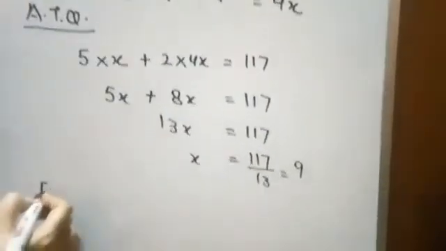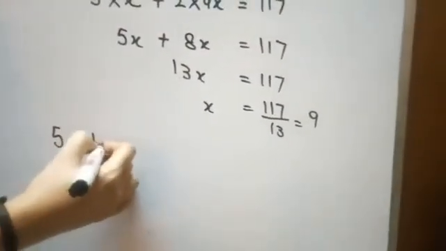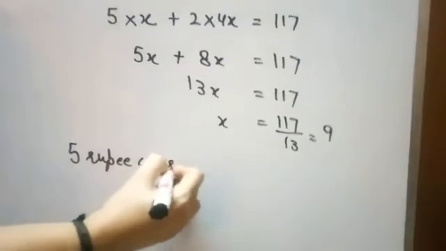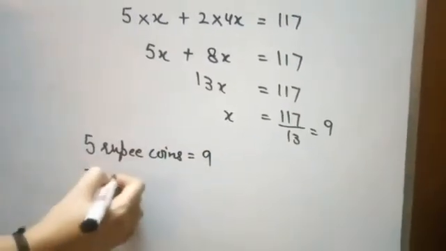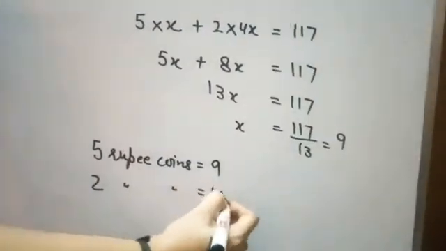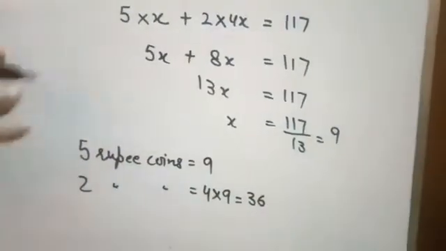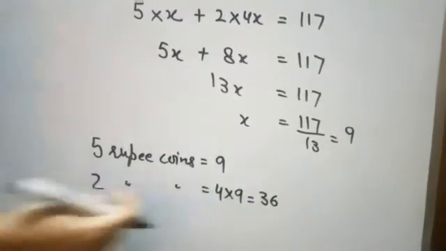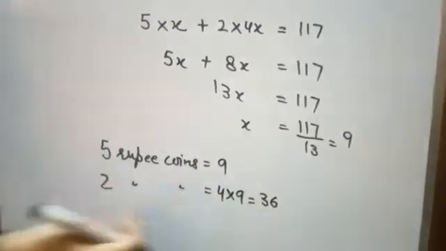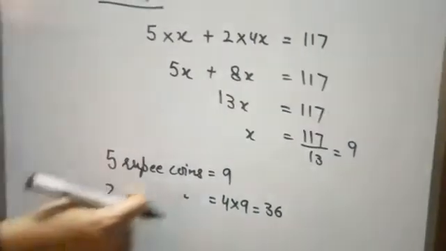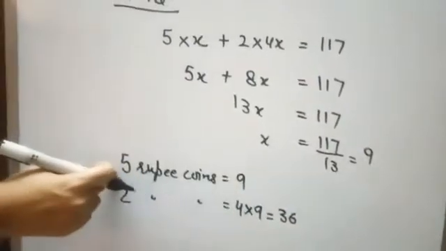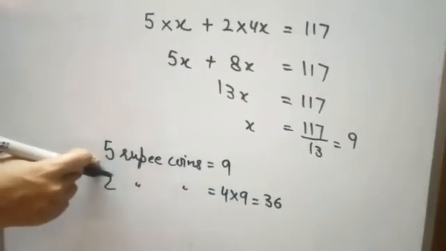Now the 5 rupee coins are 9 and the 2 rupee coins are 4 into 9, that is 36. If you want to check the answer, you have 36 two-rupee coins, so the total value is 36 into 2, 72 rupees, and 9 five-rupee coins, so 9 into 5, 45, and 72 plus 45 is equal to 117.